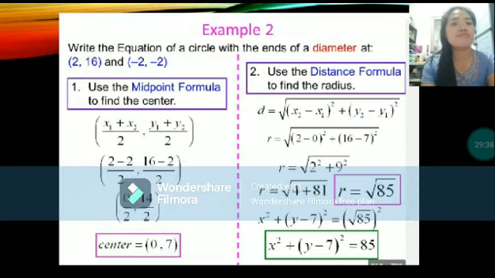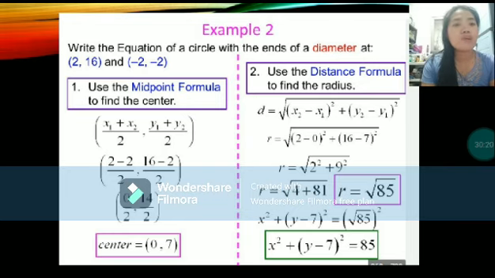Okay, let's continue. Let's have another example. How about: write the equation of a circle with the ends of a diameter at (2, 16) and (negative 2, negative 2). Okay, now there are particular problems of a circle which will require us to recall different concepts and formulas that you have learned in junior high, like the midpoint formula and distance formula. These are very important, class, for you to familiarize when we're dealing with circles.